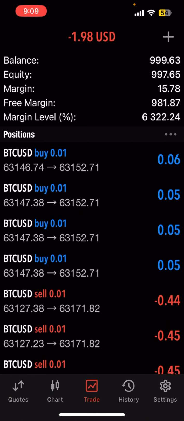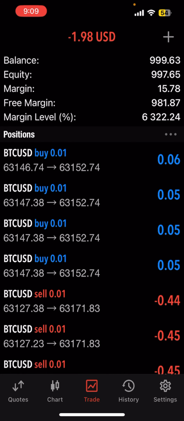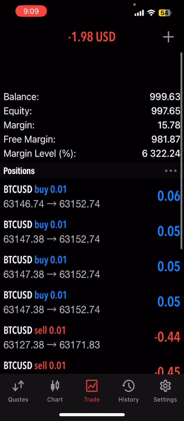But with Mt5, a good example, if we were to click the 3 dotted lines here, then you'll be able to close all positions. Everything will close, the profitable positions, which are the ones in blue, or the losing positions, the ones in red. So you have the choice to close whichever ones you want in bulk if you want to, right? So that's basically how to use Mt5 on your phone.